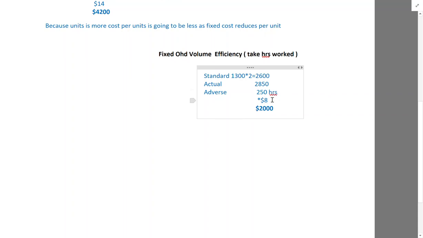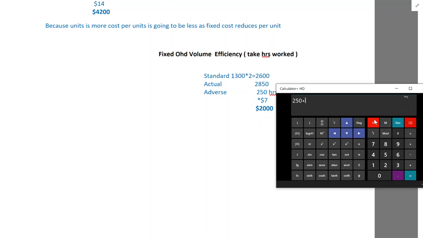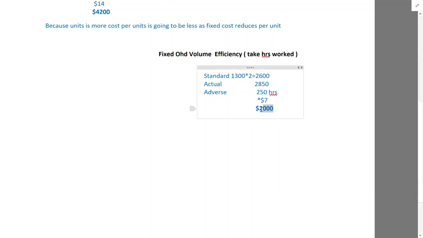In this chapter, fixed overheads are also going to be based on labor hours. So 250 multiplied by 7 is 1,750, adverse. If efficiency is adverse in labor, it is going to be adverse in variable overheads and also in fixed overheads, because we are going to take the same hours. These hours are going to be adverse. Only the difference is going to be the rate that we are applying. Does it make sense?